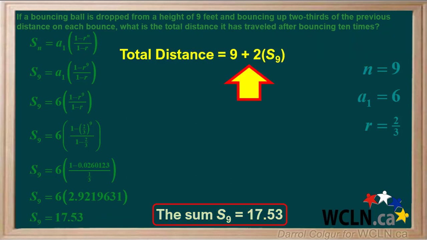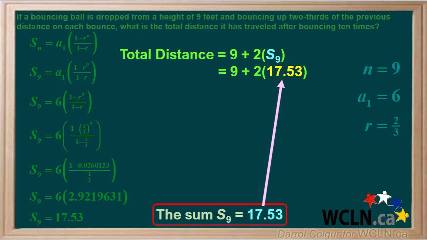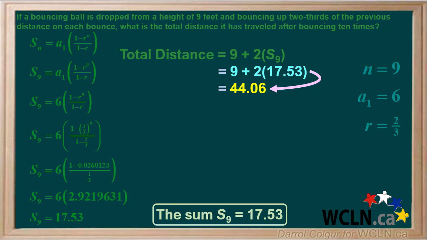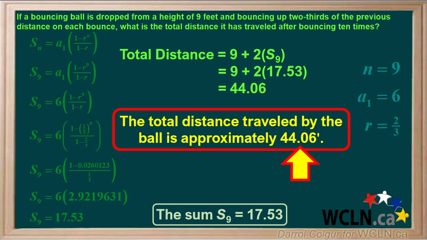We had determined earlier that the total distance traveled by the ball is 9 plus 2 times S9. We'll put in 17.53 for the sum S9. 9 plus 2 times 17.53 works out to 44.06. So we can state that the total distance traveled by the ball after bouncing 10 times is approximately 44.06 feet.